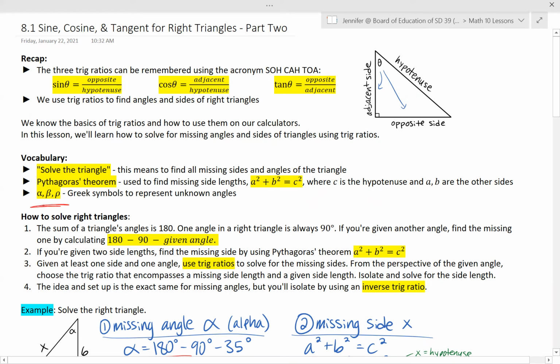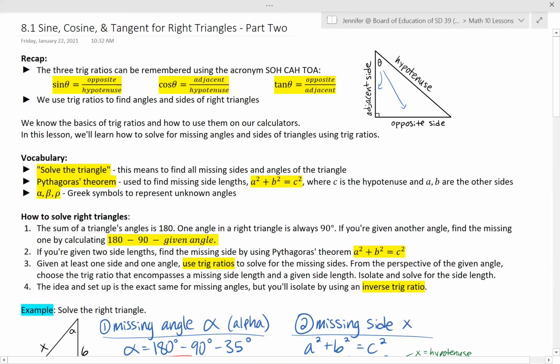And then we have a couple new Greek symbols. You might see symbols that look like this. They're pronounced as alpha, beta, and rho. It doesn't really matter if you remember what they stand for. They're just different Greek symbols that represent unknown angles. I've listed out a couple steps or hints about how we can solve right triangles.